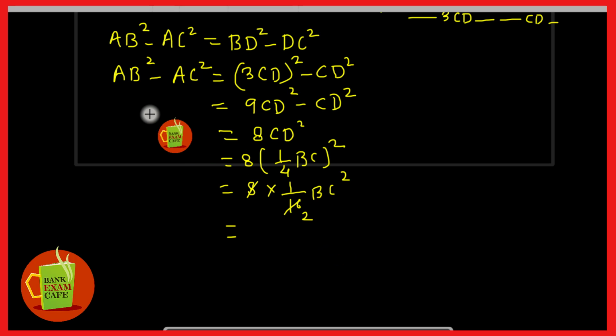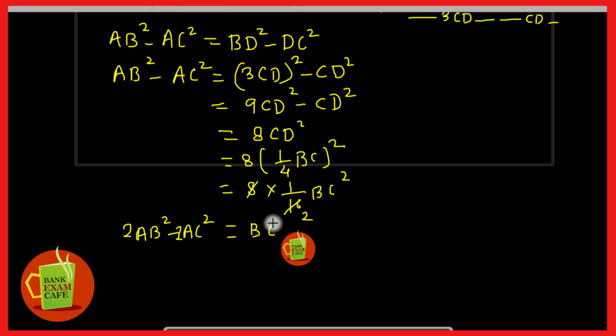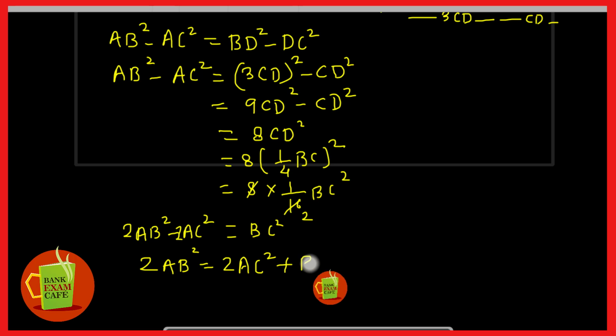So take 2 to this side. So it will become 2AB square minus 2AC square, which is equal to BC square. And take twice AC square to this side. So it will be twice of AB square, which is equal to twice of AC square plus BC square, because this minus will become plus, and hence it is proved. Now move to the next question.